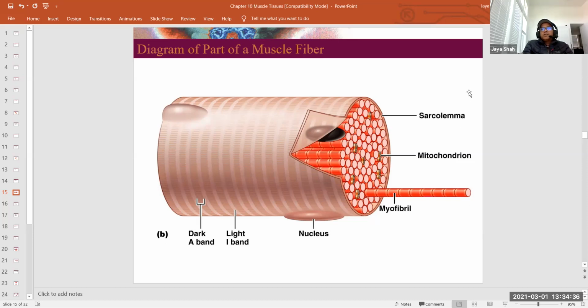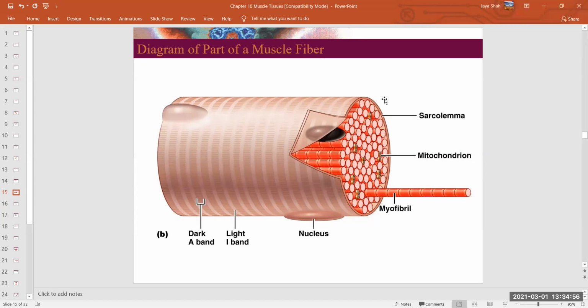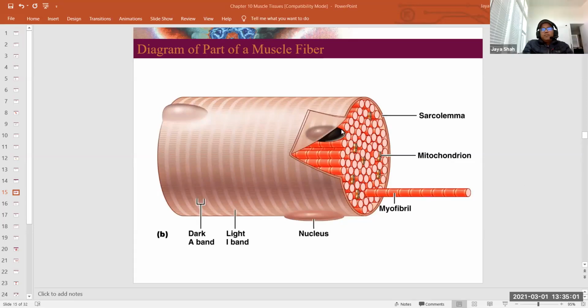Let me ask one person here now. Anthony? Hey, Anthony. Can you hear me? Yes, I can hear you, Professor. Okay. So this is a diagram of part of a muscle fiber. Yes? Yeah.